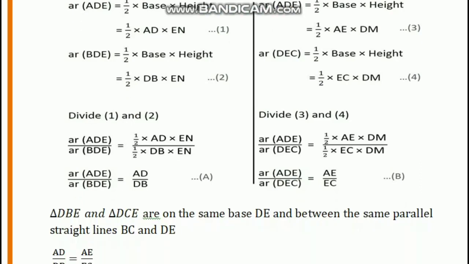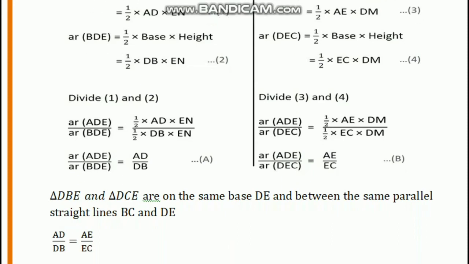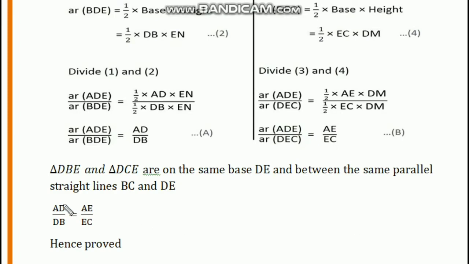If these two areas are equal, we can say that AD by DB equals AE by EC. So see here, triangle ADE is the same. We know that. At the same time, the area of triangle BDE and the area of triangle DCE are also the same. So that means the areas of these two triangles are in the same ratio. That means their sides are also in the same ratio. Okay.